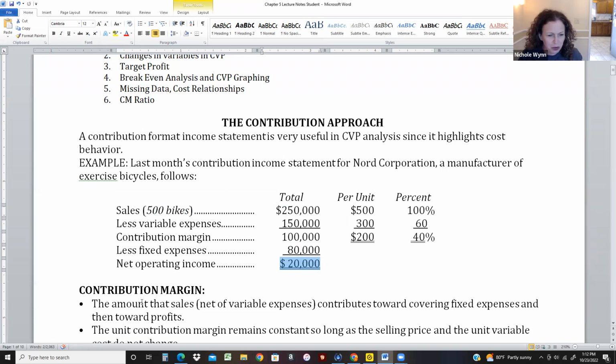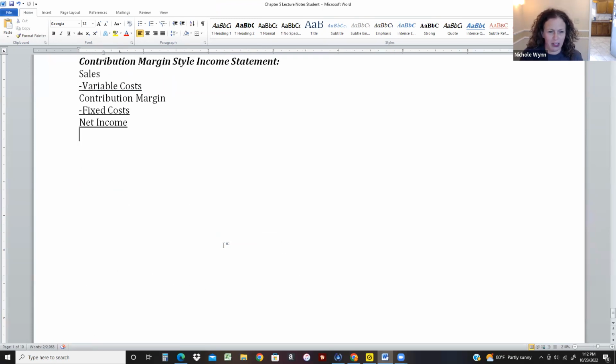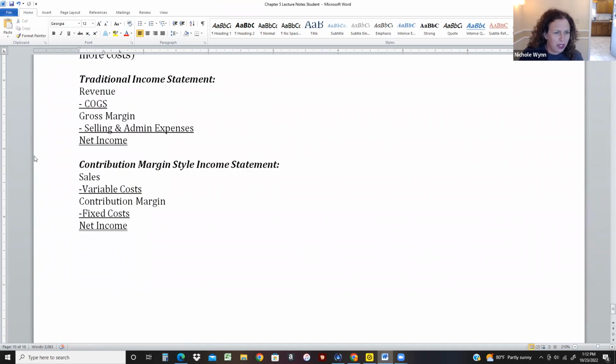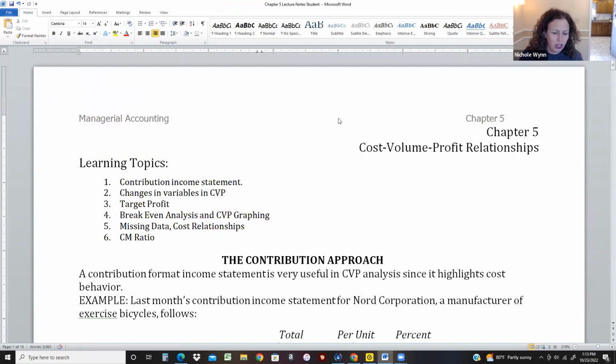So what we're going to do is we're going to go through the idea of contribution margin. So what is this concept? So normally when we look at an income statement, I'm going to go to the last page for a minute. Normally when we look at an income statement, we do revenue minus COGS is gross margin. So instead of gross margin, we're computing contribution margin. And so we're doing revenue minus variable costs.